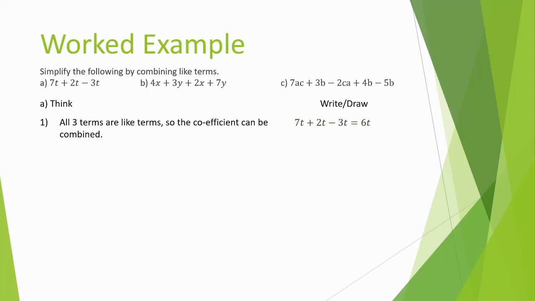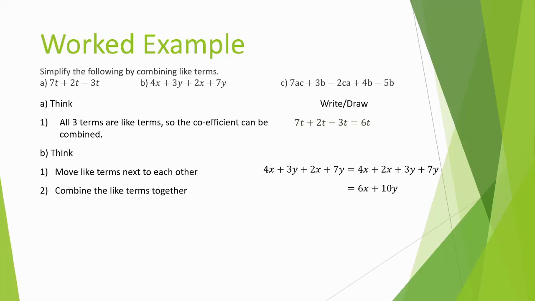For number 2, we've got 4x plus 3y plus 2x plus 7y. Now again, we could just try to do this without any rearrangement, but first off, I'm going to rearrange it so that all the x's are together, 4x plus 2x, and then all the y's, 3y plus 7y. And then we can combine those like terms by adding the coefficients again, and we get 6x plus 10y.